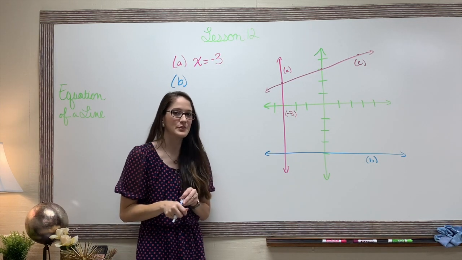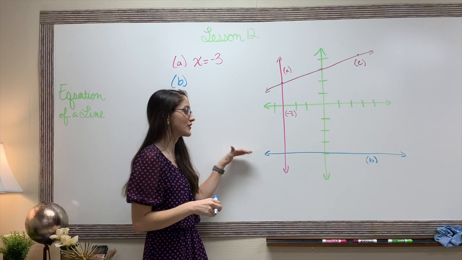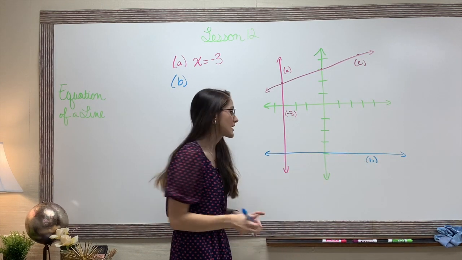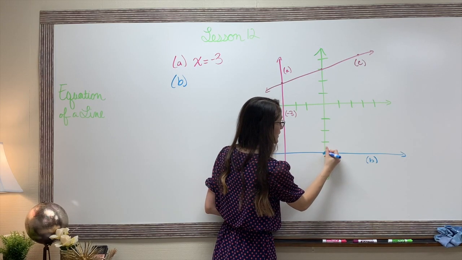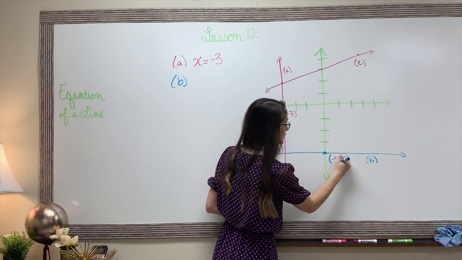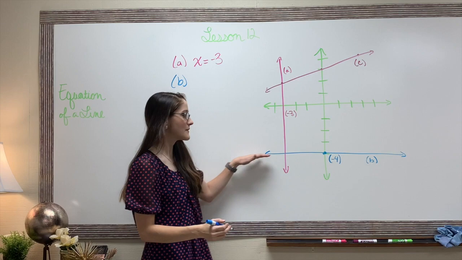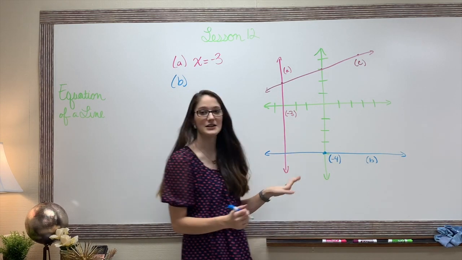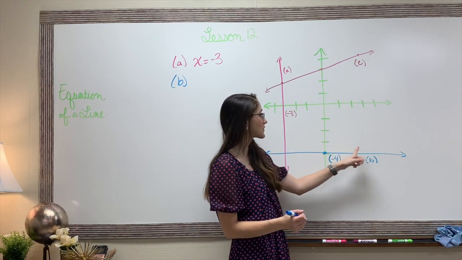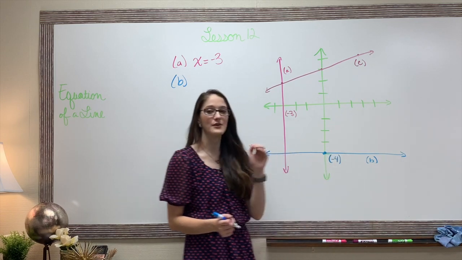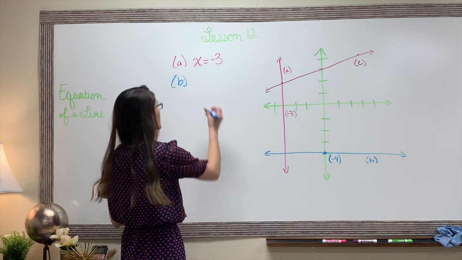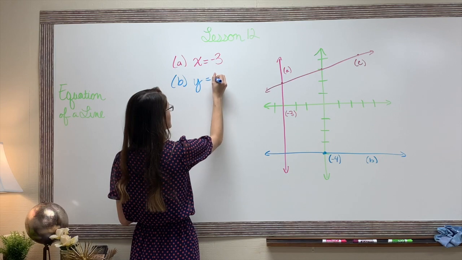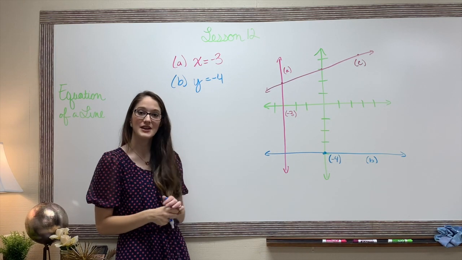For equation B, I notice instead of a vertical line, we have a horizontal line that seems to be focused around a y value of -4. And it doesn't matter what my x value is. My x value can be -3, it can be 0, it can be +2. My y value is still going to be -4. So the equation is y equals -4.